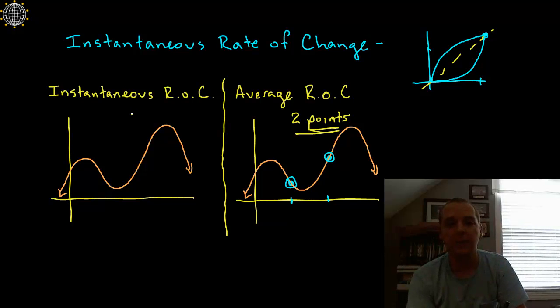Now, in this video, we're going to talk about something called an instantaneous rate of change. For this, you do not need 2 points, you just need 1 point. So you might want to know the instantaneous, and that's a good word, instantaneous rate of change right here at this value of c, right here. And we'll talk about how to find that in just a minute.